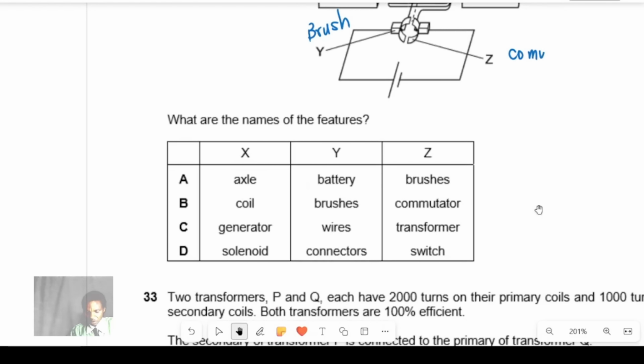So that is the commutator. So we have S is coil, Y is brush, and then Z is the commutator. So coil, brush, commutator. So the answer is B.